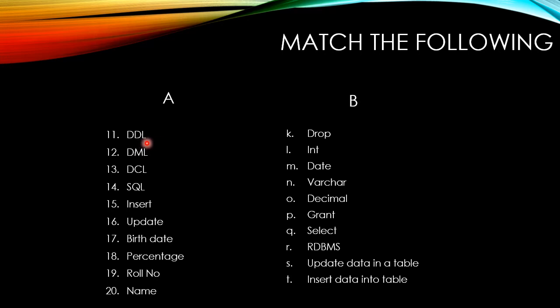So the correct option from this side, DDL में क्या क्या आता है? Create table, create database, then alter table, then again drop table. Okay, so these things come in DDL. From this we can see only drop is matching. Create table is not there, create database is not there, and alter is not there. So only this option is there. So first option का answer first ही है. Okay, so here I will write 11.